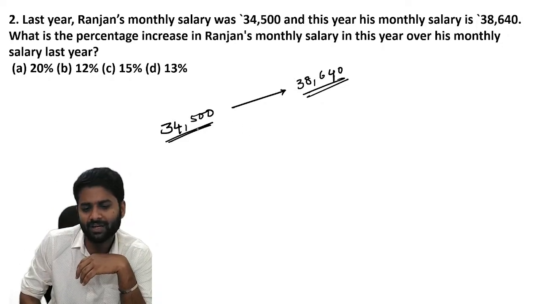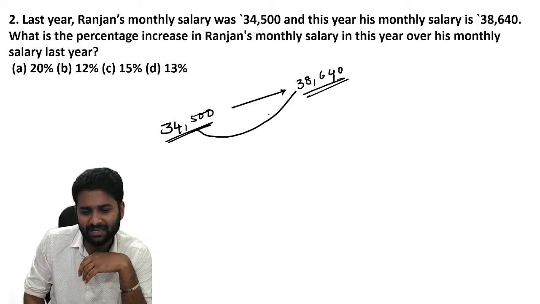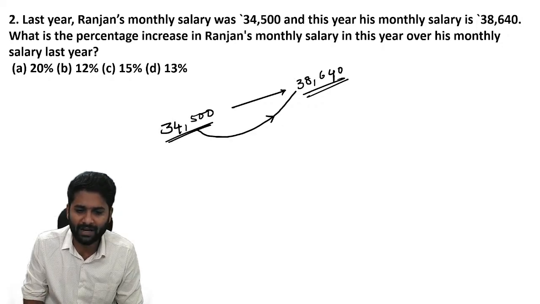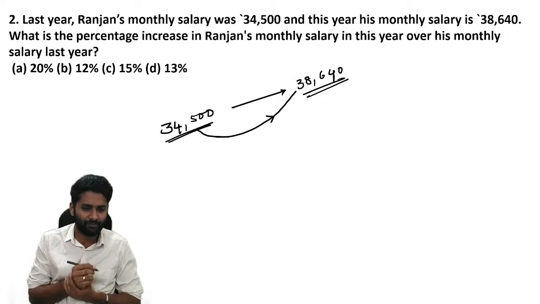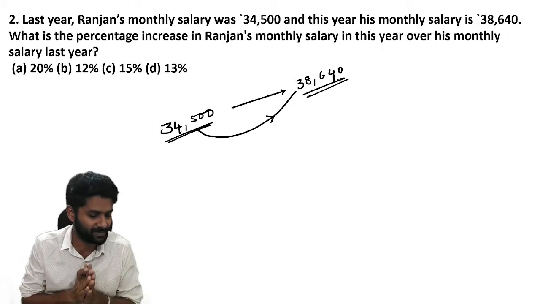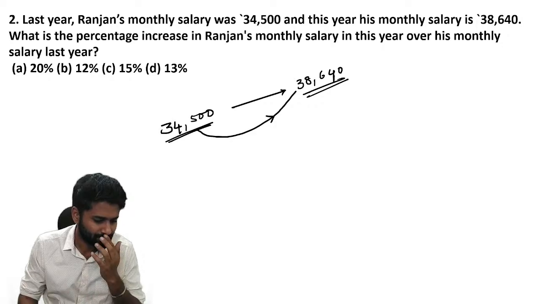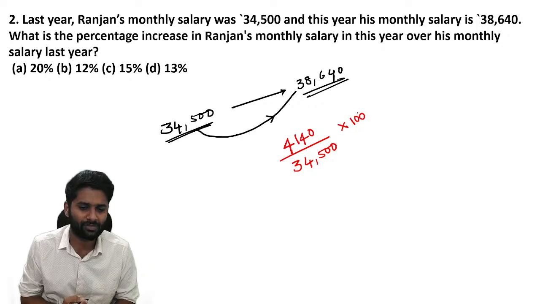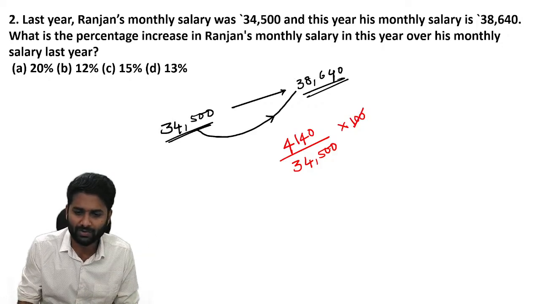Now my question: you can definitely see that some percentage of salary got increased. So how much percentage is it? 34,500 becomes 38,640. So how much does it increase in terms of percentage? Now see, between 34,500 and 38,640 it is increasing by 4,140 rupees. This amount is increasing from 34,500. Now 4,140 is how much percentage of 34,500? That's the question. Now you can go through that simplification.